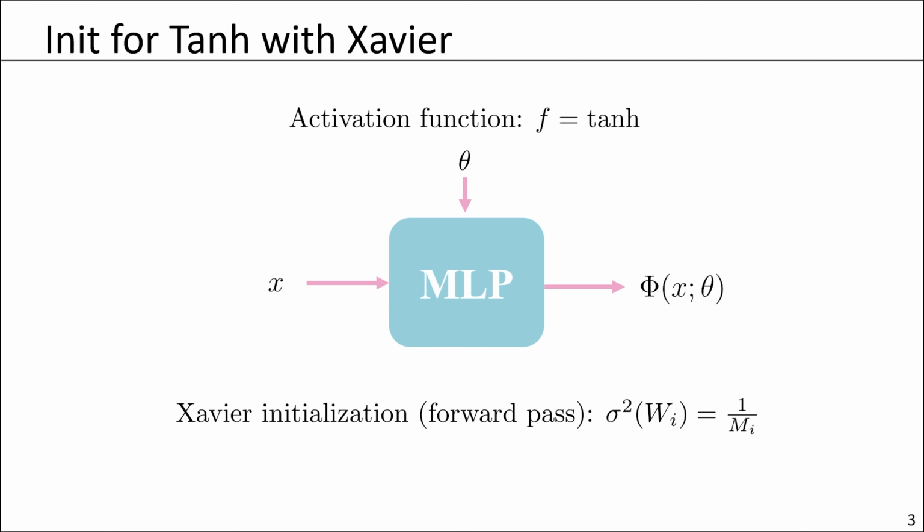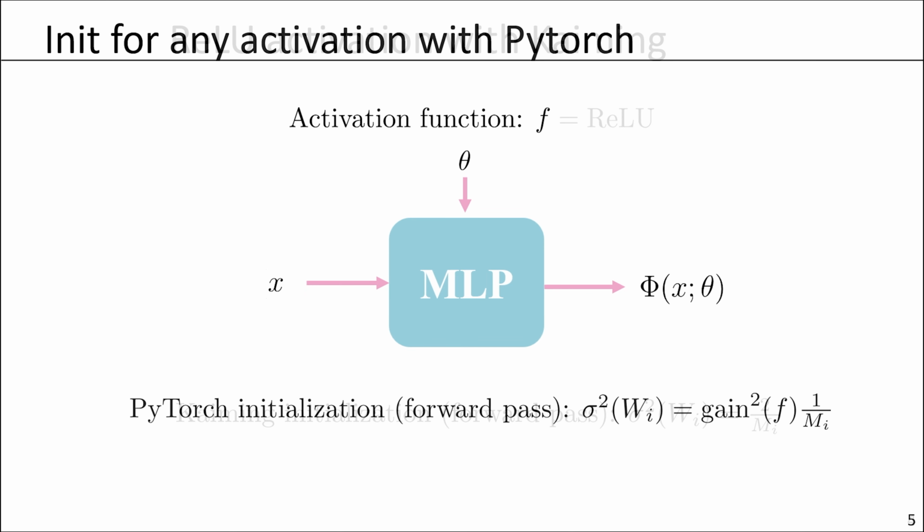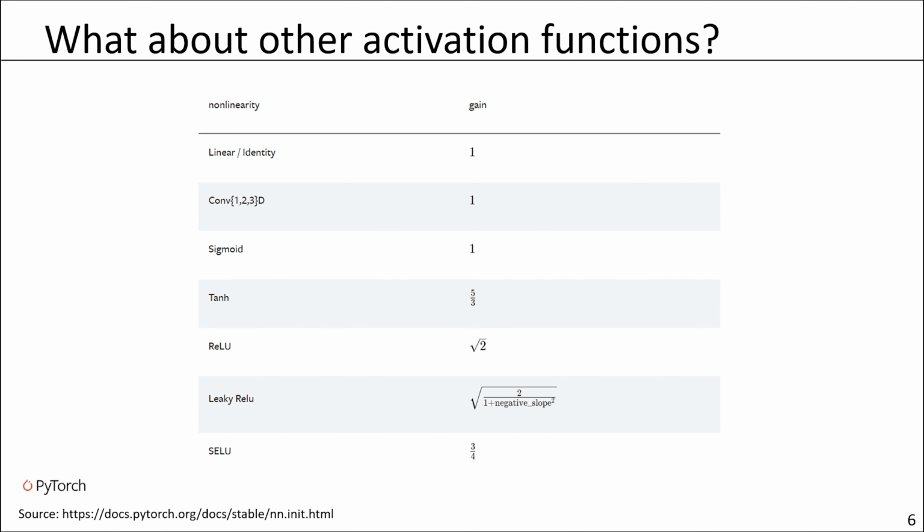If we have a tanh activation function, Xavier initialization says that the variance of the weights should be 1 over the input size of the layer, marked here as Mi and also commonly referred to as fan-in. If we have a ReLU activation, Kaiming initialization specifies 2 over Mi. For an arbitrary activation function, PyTorch generalizes this to 1 over Mi multiplied by the squared gain of the activation function f. However, PyTorch then only gives gain values for 7 activation functions.